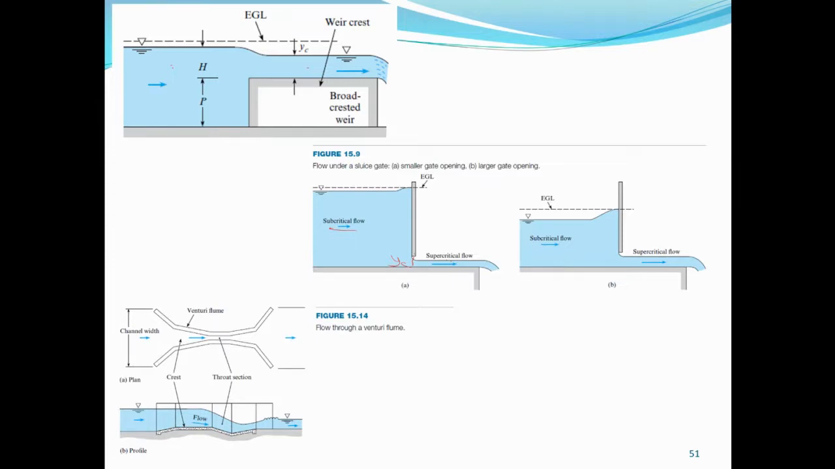And also flow through a venturi flume, okay? This is subcritical within the throat section because it is accelerated to critical conditions, so it becomes critical, and then downstream is supercritical.